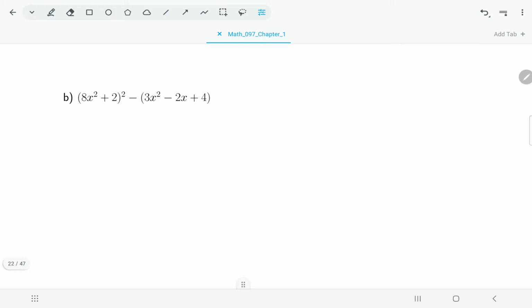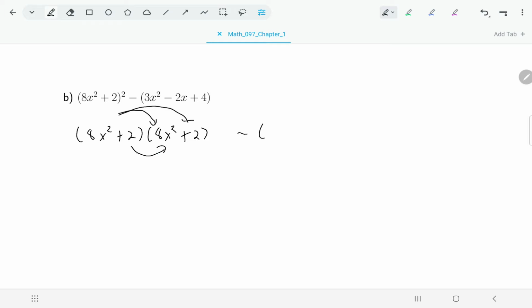And the reason it's not right is because 8x squared plus 2, whole thing squared, is really 8x squared plus 2 times another 8x squared plus 2. So we're going to have to do, again, a bunch of multiplications. The 8x squared is going to need to multiply by everybody in the second bracket, and the 2 is going to need to multiply by everybody in the second bracket. So again, we're going to have 4 little products for us to do.